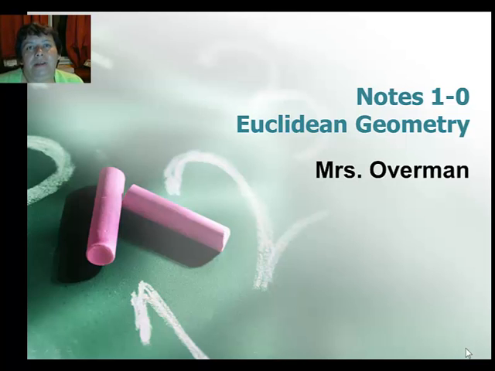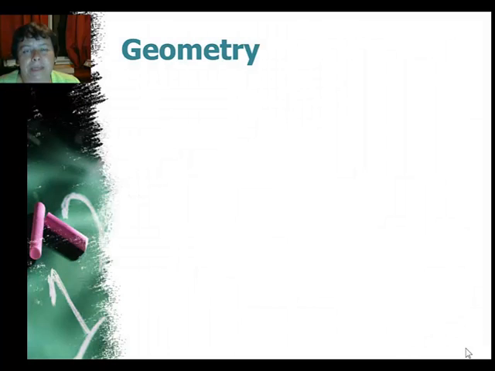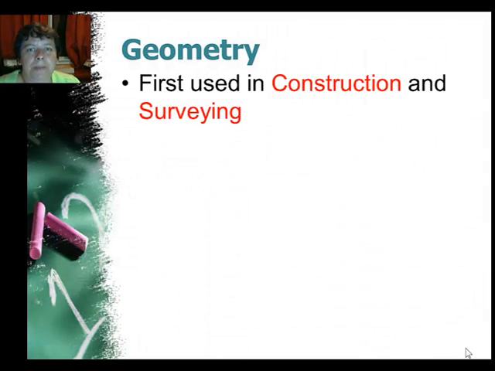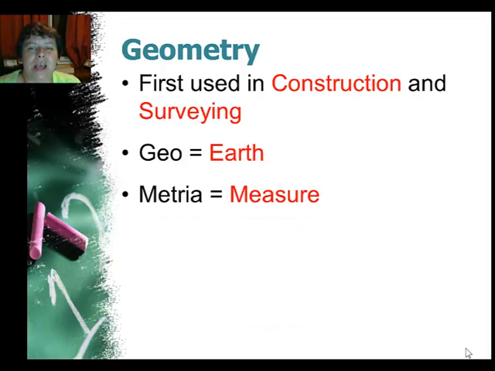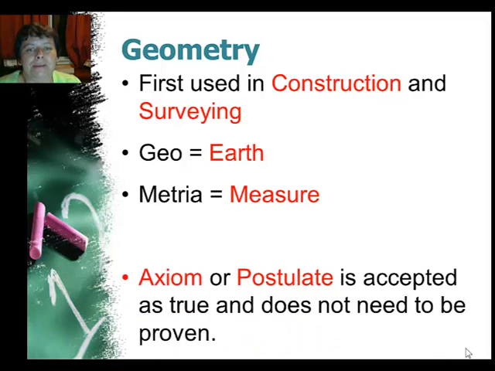Now we're going to talk a little bit about the types and the history of geometry. So first of all, to start with the most basic things about geometry. It was first used in construction and surveying, and you can see that by its name. Geo comes from earth, and metria means measure. So they were measuring the earth, and this actually goes back to the times of the pyramids.